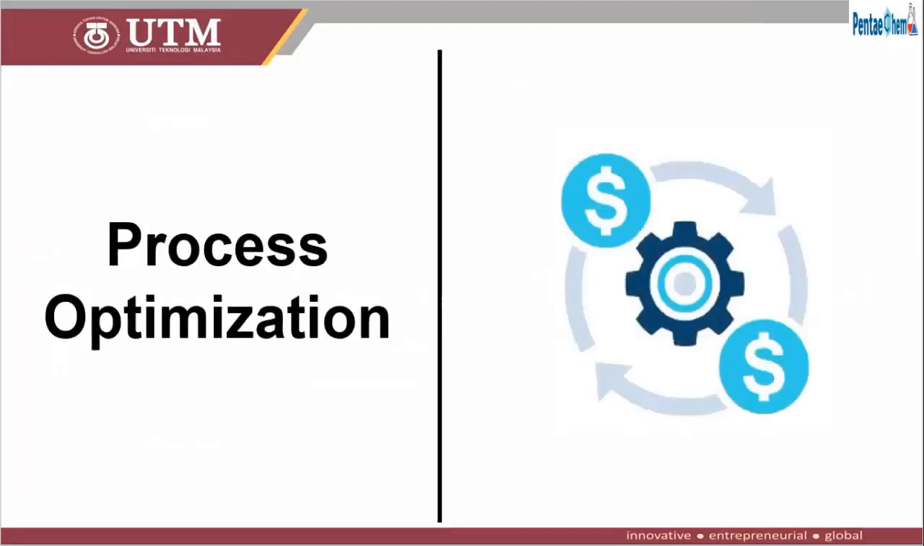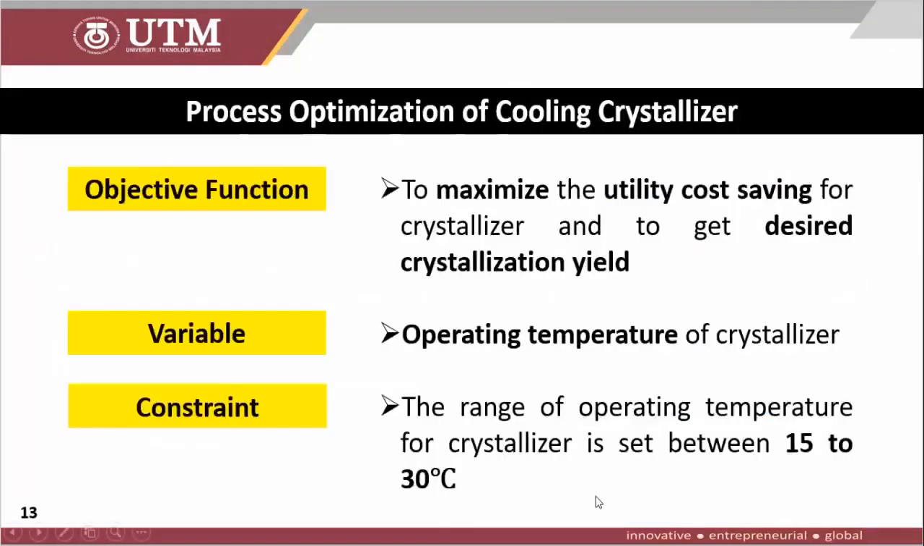So now I will continue for the process optimization for cooling crystallizer. So next, the objective function for this optimization is to maximize the saving of utility costs and also to get the desired crystallization yield. The variable will be the operating temperature of the crystallizer, and the range is set between 15 to 30 degrees Celsius.